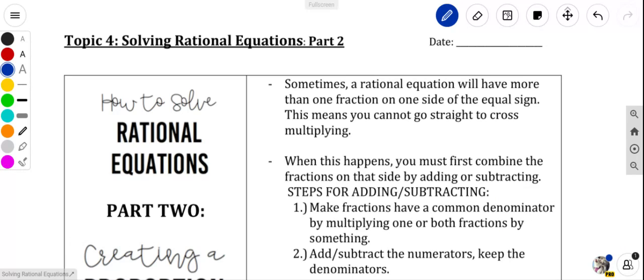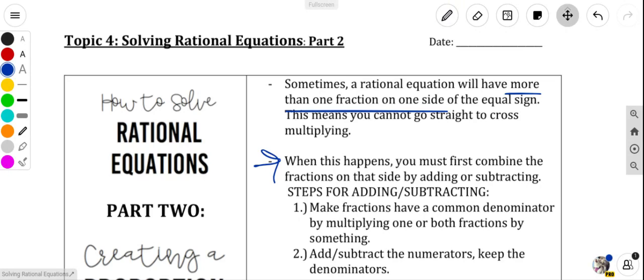All right, so I have some steps written out. I wrote an explanation of when we would do this. Sometimes we will have a rational equation that has more than one fraction on one side. So far, we've just automatically gone straight to cross multiplying. But sometimes you might have one or two fractions being added or subtracted on the left or the right, and we can't go straight to cross multiplying. So that brings us to this bullet.